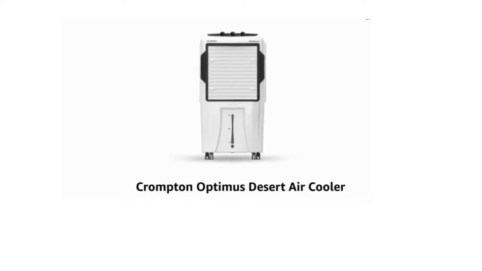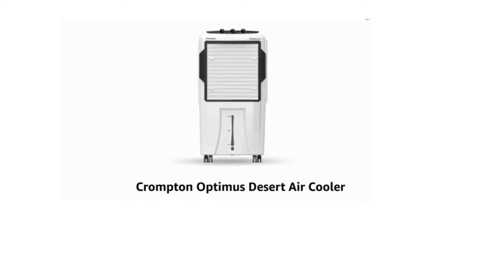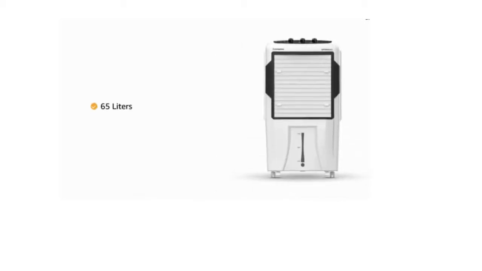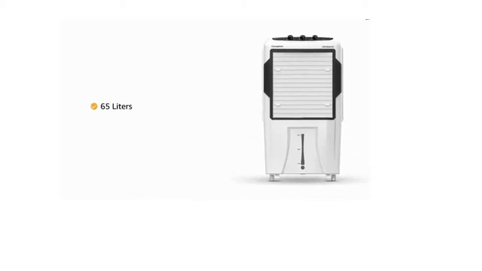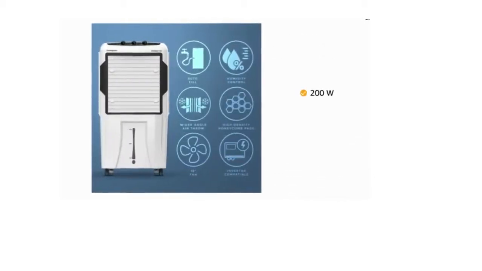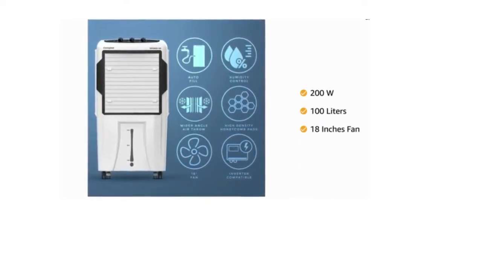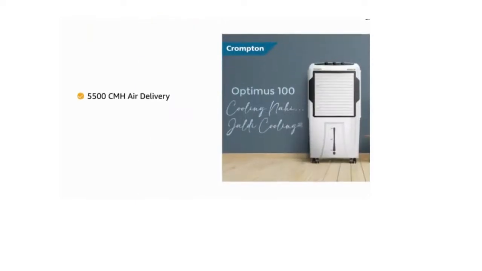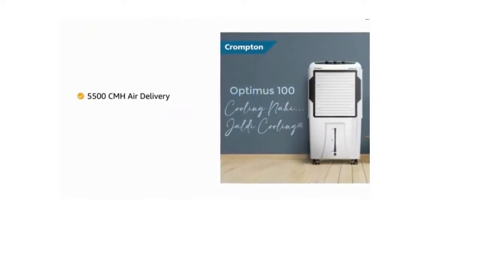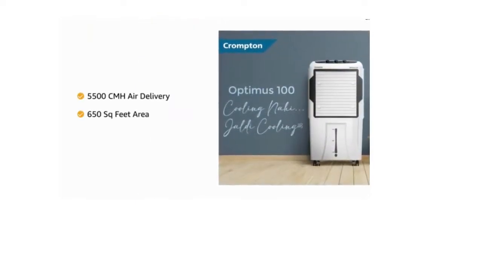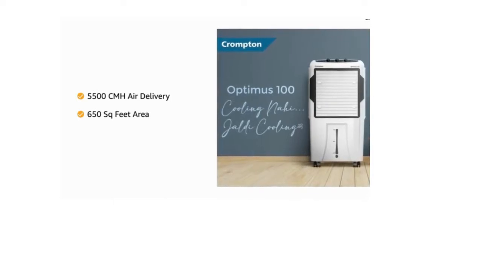Presenting Crompton Optimus Desert Air Cooler in black and white. It is also available in 65 litres. The 200-watt Desert Air Cooler comes in a 100 litres capacity with an 18 inches fan. It has an air delivery of 5,500 cmh and is suitable for up to 650 square feet area.